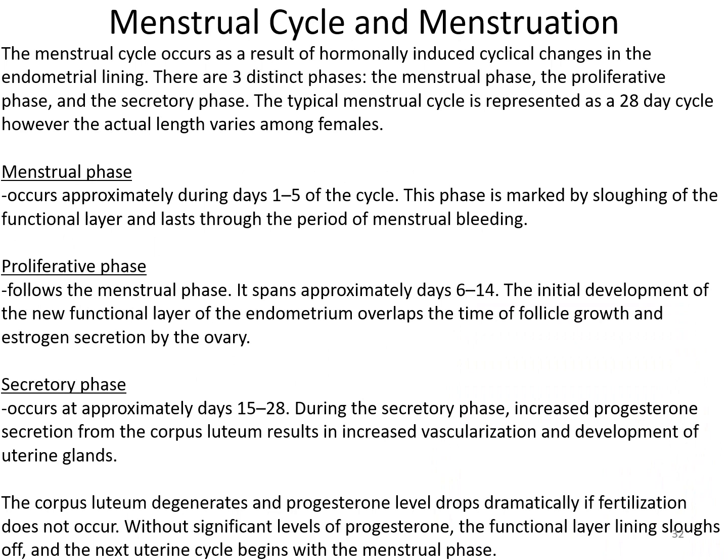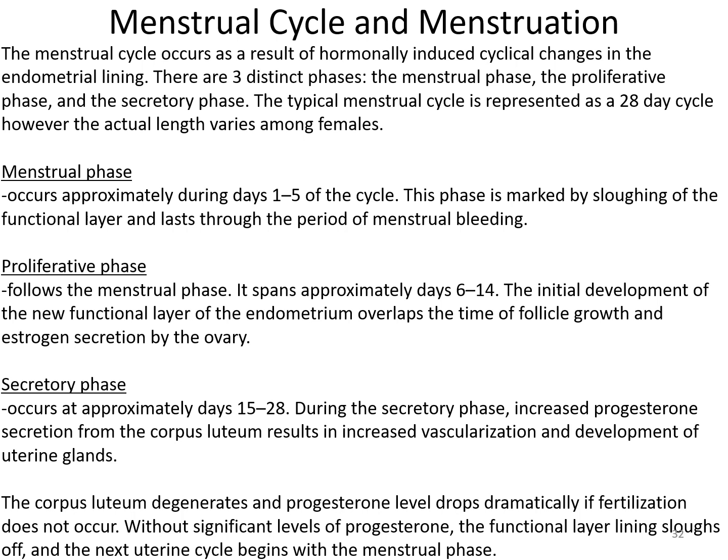Okay, so the menstrual cycle and menstruation. I talked about how there are changes going on in the ovary during the ovarian cycle. There are changes going on in the uterus at the same time, and also as a result of the same hormones by and large. But it looks very different for the two organs. So the menstrual cycle happens as a result of those hormonally induced cyclical changes, and it leads to changes in the endometrial lining. There are three main phases here.